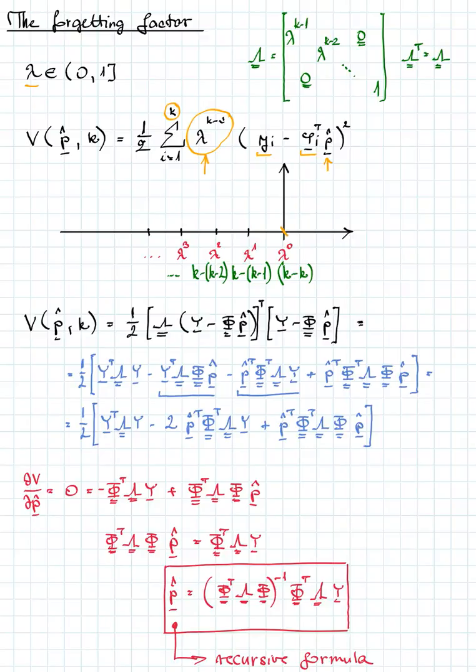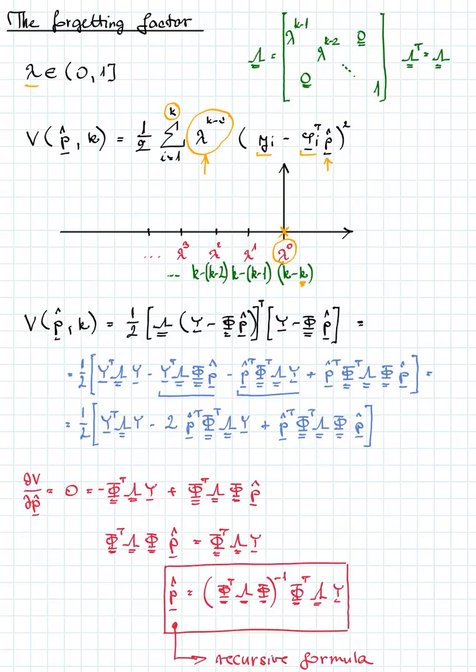If we are in the last element of the sum, the value of the index i is equal to k, and k minus k is equal to 0. That's why we are going to get lambda to the power of 0, which is equal to 1. So the last error is weighted with 1, so it's an important value.